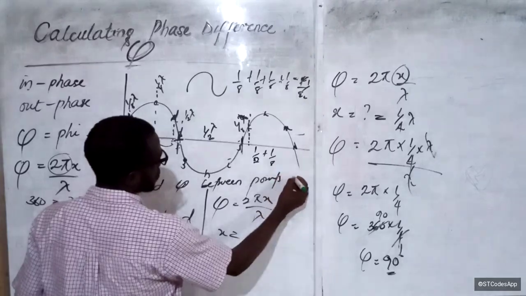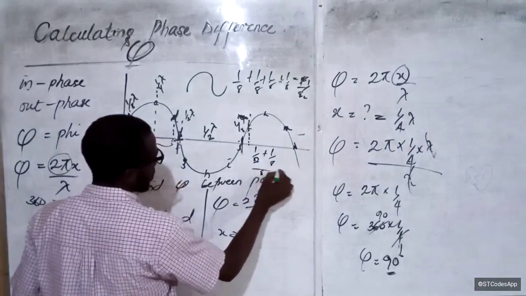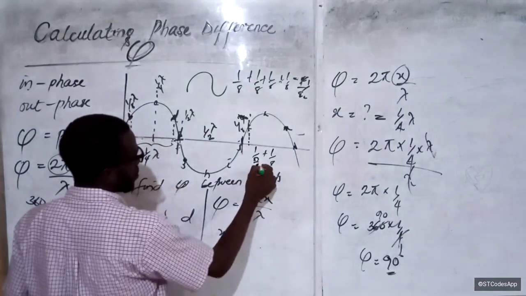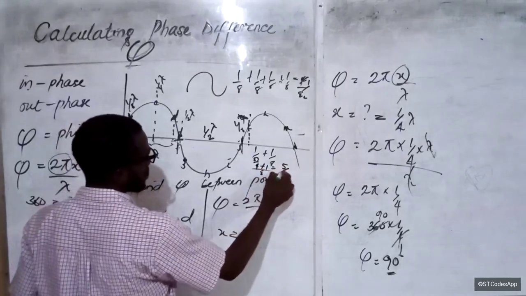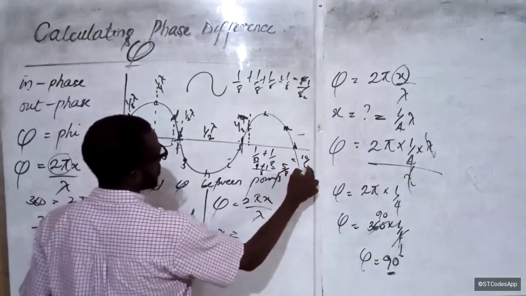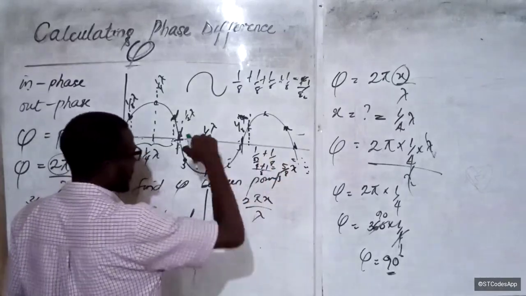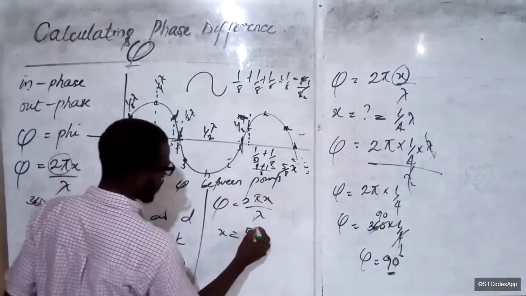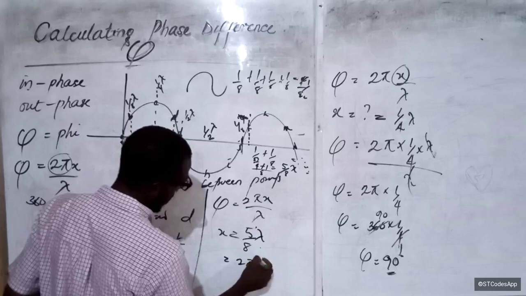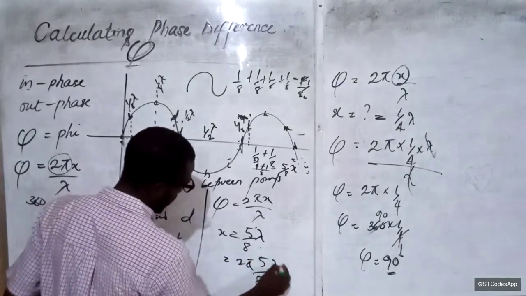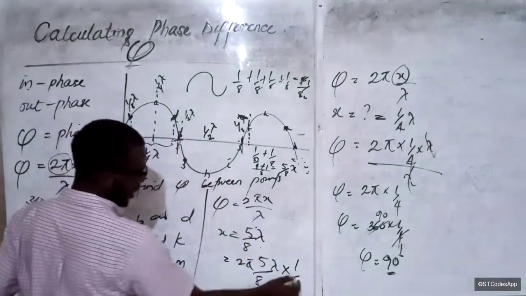That would give us 10 over 16, that would be 8. 2 in this 4 plus 1, that would give us 5 over 8. It is 10 over 16, okay. So 5 over 8 lambda, that's what we have there. So x is 5 over 8 lambda. So we just say 2 pi x, which is 5 over 8 lambda, times 1 over lambda. From here, lambda cancels lambda.